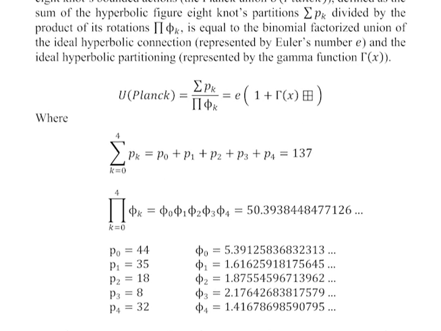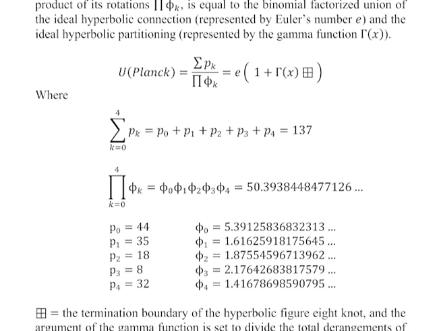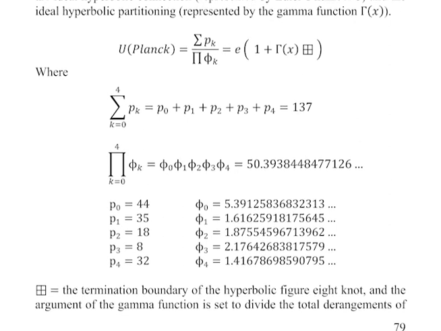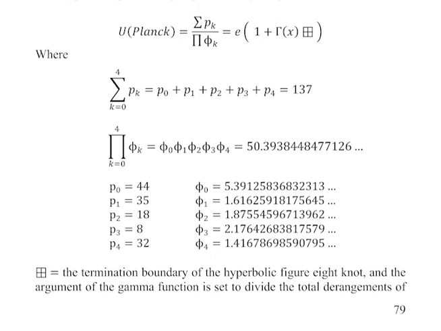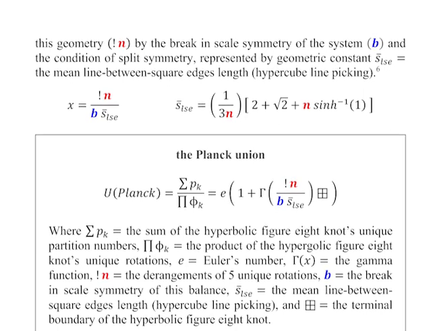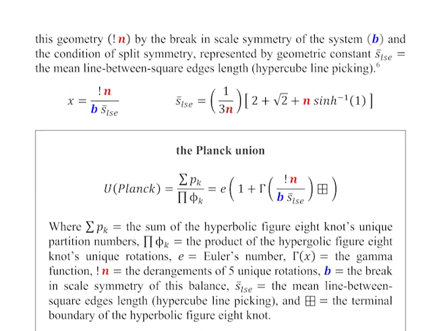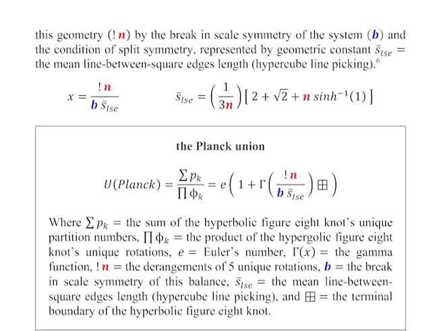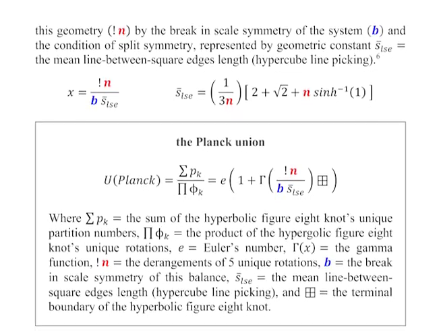This is a union between the ideal hyperbolic balance and ideal hyperbolic factorization, or partitioning. In this arrangement, the only thing left to stipulate was the argument of the gamma function, and that argument will be the full derangements of the system divided by the break and scale symmetry, and the condition of split symmetry. Now, this split symmetry condition is represented by the geometric constant called the mean line between square edges length in hypercube line picking, and it's defined here geometrically in its hyperbolic sense.